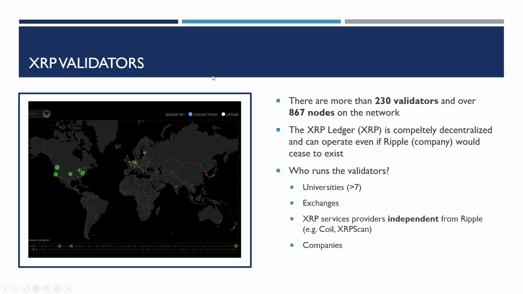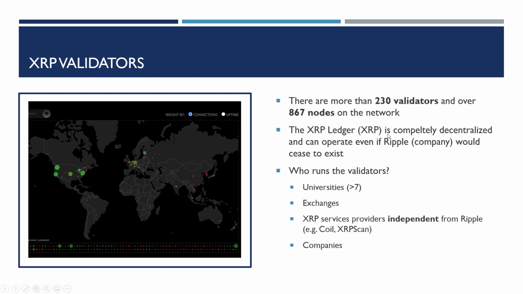Now let's go to the validators, because they're very important in the consensus algorithm. We've got currently about 230 validators and over 867 nodes. There are different modes in which you can run a node. For example, it could be a full node, which knows the entire history of all XRP transactions. Validators don't need to know the entire history, since there are lots of transactions and it uses lots of storage. So the XRP Ledger has capabilities so that the validator does not necessarily need to know the entire history of the transactions which ever occurred.